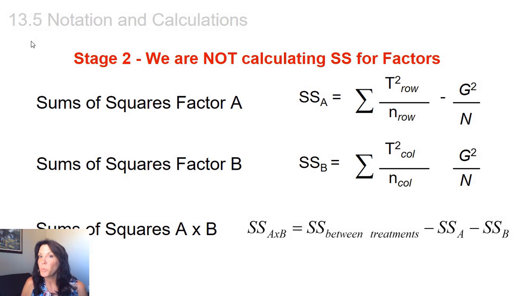So in stage 2, we are not calculating sums of squares for factors. You can breathe a sigh of relief. You can say, I'm not doing that for those individual factors. I have provided for you the formula in case you're interested, but we're certainly not doing this. So just know that basically you're going to be given the sums of squares for the factors this week.